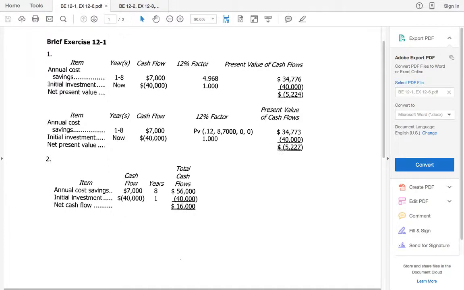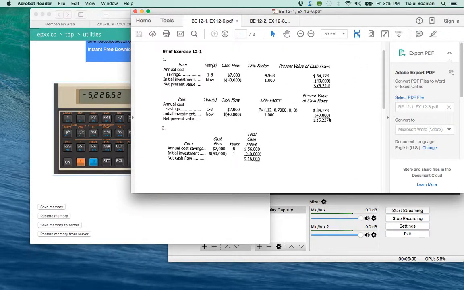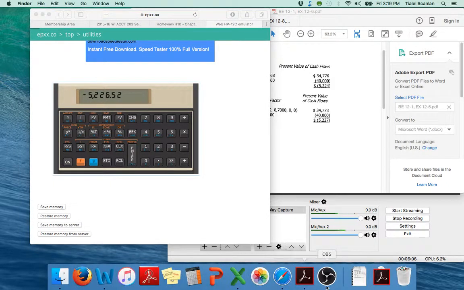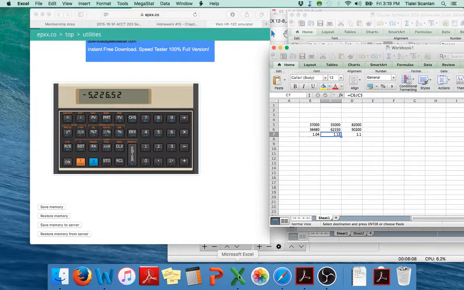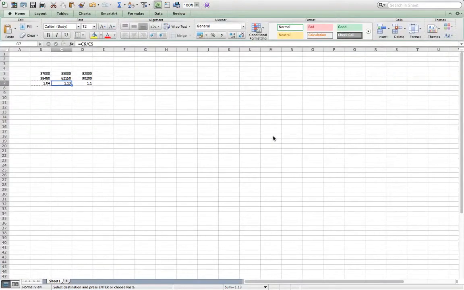Let's see, what do they want for the answer? 5,224 or 5,227. So something along those lines. Oh, right here. This is what you'd put in your calculator. So you'd get something around 5,224 or 5,227. And as we look at our answer, we did get that same exact answer, that negative 5,227. If we want to look at it in Excel, we could do that as well.